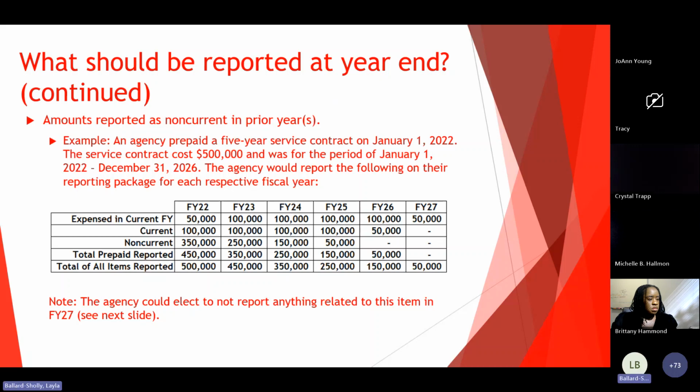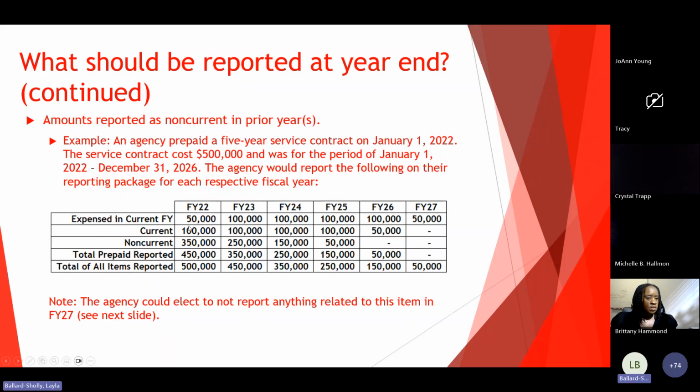But if you have an agency that prepaid a 5-year service contract on January 1st of 2022, which would be in FY22, it costs $500,000, and it's for the period of January 1st, 2022 through December 31st, 2026. This is how the agency would report this on each package for each year. So this would be $100,000 a year for each year of the contract.